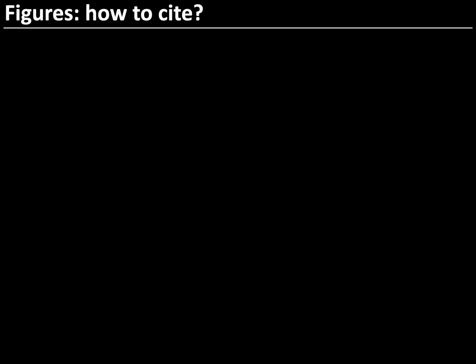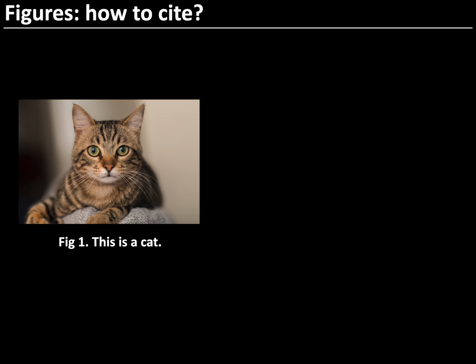Thing that I never thought of in the past. Okay, I have a figure, I just saw it. What's wrong with that? This is the problem. So in the paper you have a figure like this, a cute cat, and then of course you have a caption, right? Figure one, this is cat. The problem is in the text. This is how I see, and it's also how I did, and also how my supervisor did.